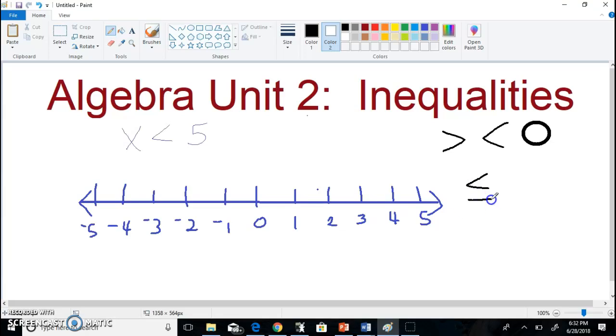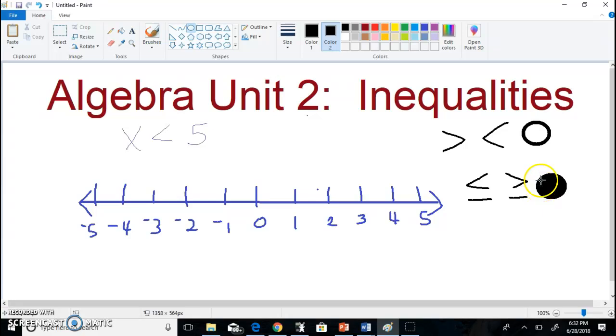If it is less than or equal to, or greater than or equal to, that means that it includes that number. If it includes that number, you are going to put a closed circle on it. And the reason again is, if it is less than 5, it doesn't include 5. So you put a circle on the 5, and that shows that it doesn't include the 5, but includes everything to the left of it.